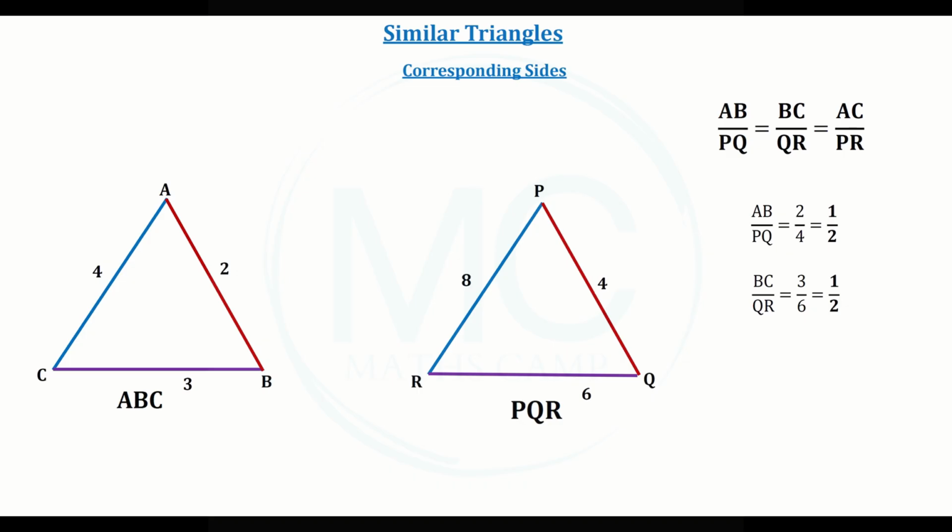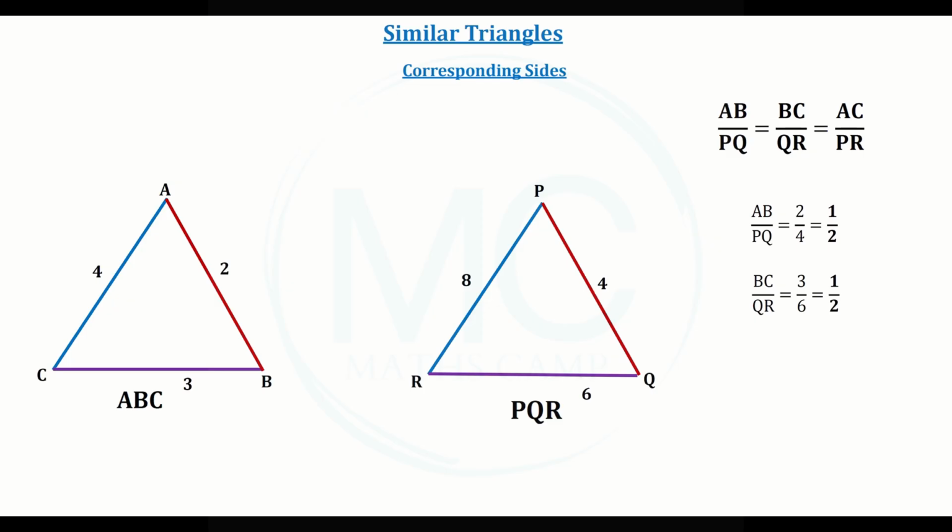So we can see that these corresponding sides are in proportion, and there's a very high chance that these two triangles are similar. When we looked at corresponding angles, we only had to prove that two pairs of corresponding angles were equal, and then we could assume that the third pair was equal too.